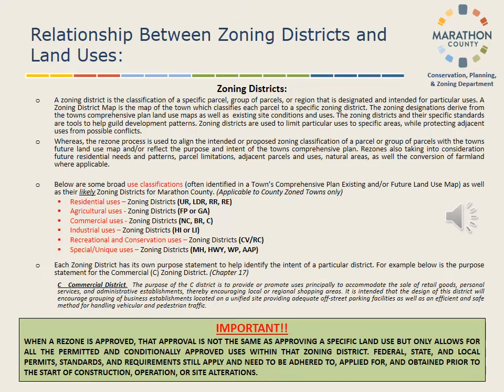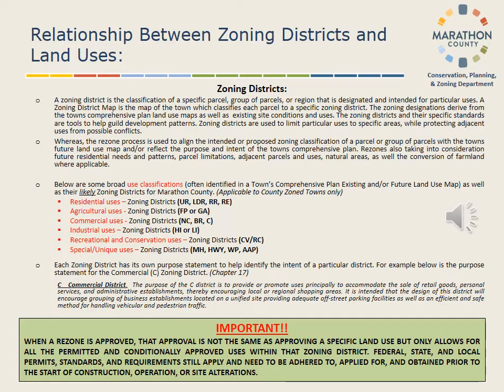So for residential uses, there are the urban residential zoning district, the rural residential zoning district, and the rural estate zoning district, and each of these has its own standards and classifications, as well as allowable uses, which could be permitted or conditionally approved. Each zoning district has its own purpose statement in the zoning ordinance, which helps identify the intent of a particular district. For example, below is the purpose statement for the commercial zoning district from Chapter 17.